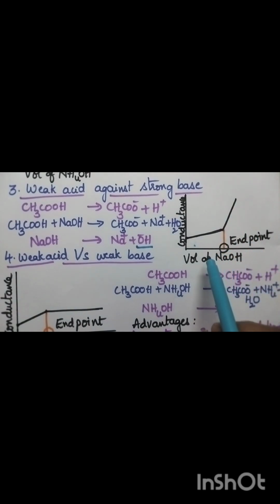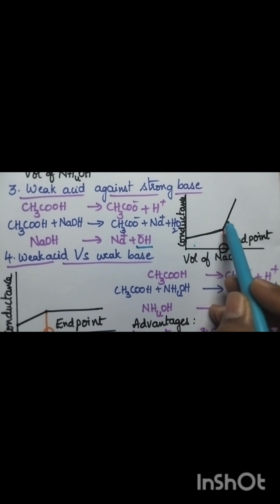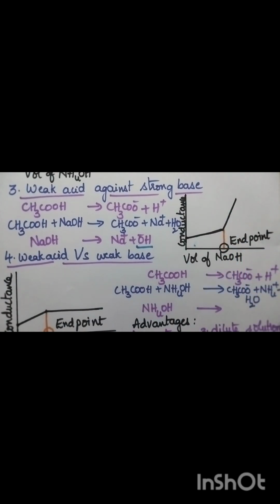So if we draw a graph between volume of NaOH and conductance, here it is a weak acid, hence its conductance is low. Slowly the conductance increases. After reaching the end point, there is a steep rise in the conductance and this is the end point.